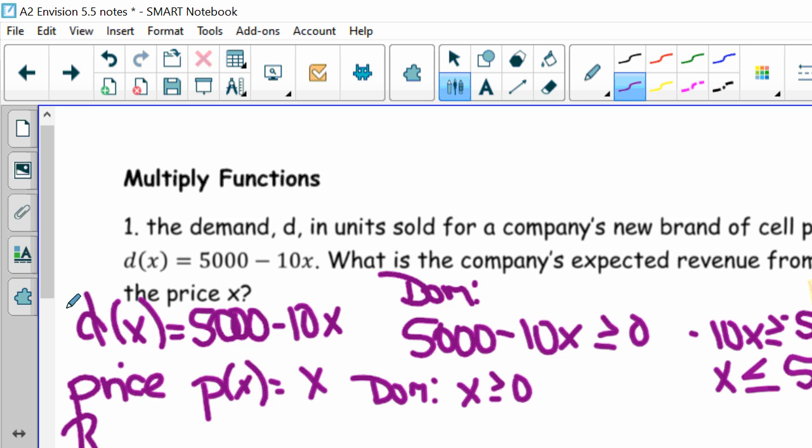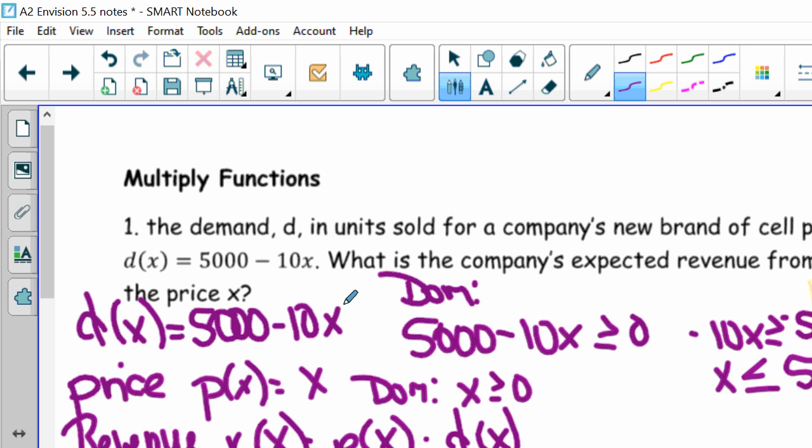Our revenue, we're going to call that R of x. Here they tell me revenue equals price, so P of x, times demand, so times D of x. So I can say R of x is equal to x times 5,000 minus 10x. Distribute, so I get R of x equals 5,000x minus 10x squared. So that's our formula for revenue.